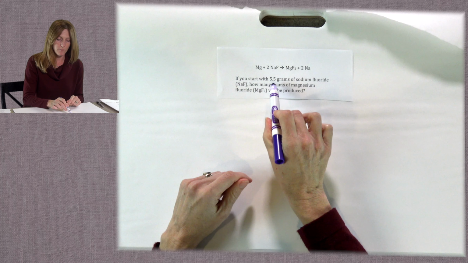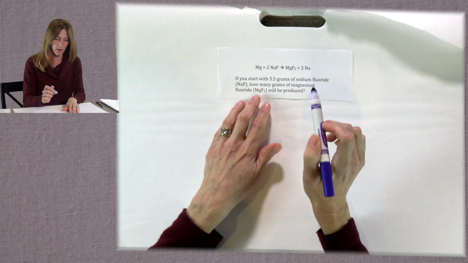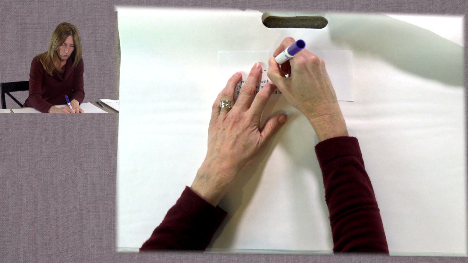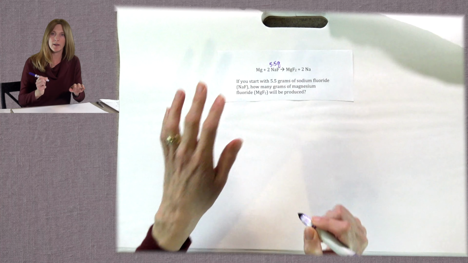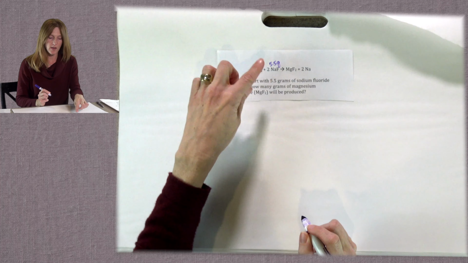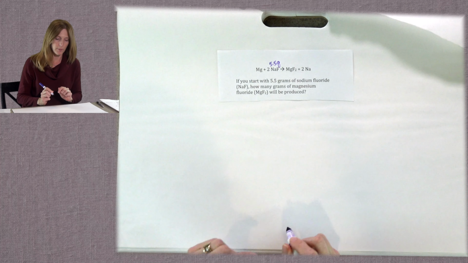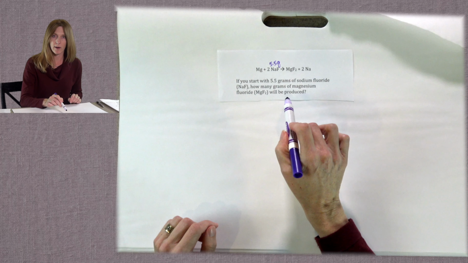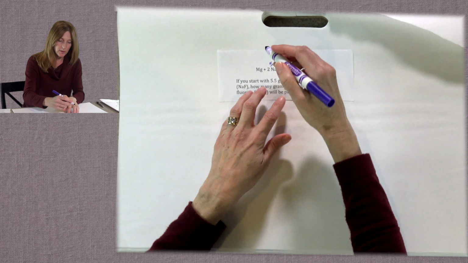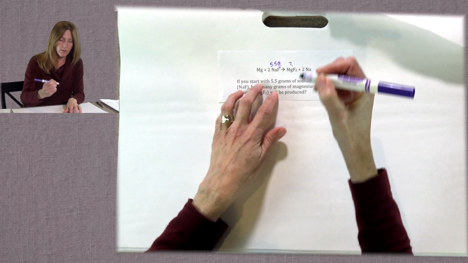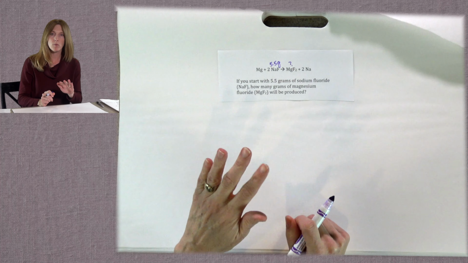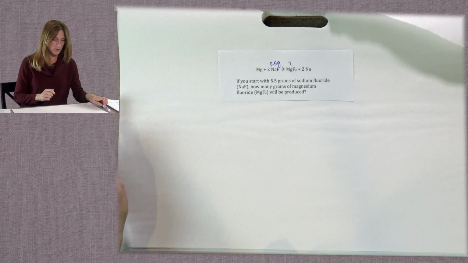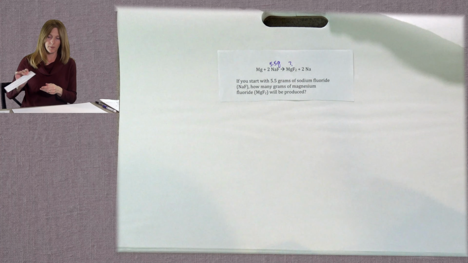If you start with 5.5 grams of sodium fluoride, so I'm going to write 5.5 grams right above sodium fluoride so I can remember that's how much I have of that particular compound. The question is, how many grams of magnesium fluoride will be produced? So I'm going to put a little question mark above the magnesium fluoride to help me remember that is what I'm trying to solve. Okay, so now we're ready to start our actual stoichiometry problem.